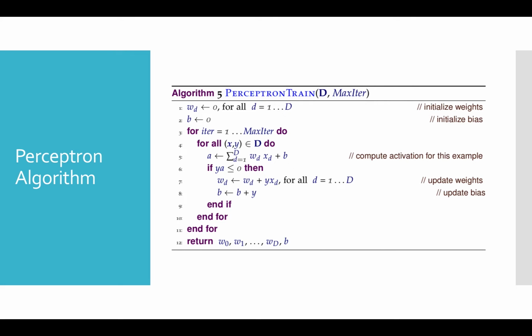Here's the algorithm for the training. This is also provided in the textbook. It goes over it really nicely in pseudocode. You initialize your weights and bias with 0, and you have some maximum number of iterations. And then for every training sample, x, y, in the data set, which is this bold D, you calculate the activation. And then you multiply the label by the activation. If the label multiplied by the activation is less than 0, then we update the weights. And we use these two equations on lines 7 and 8 to update the weights.